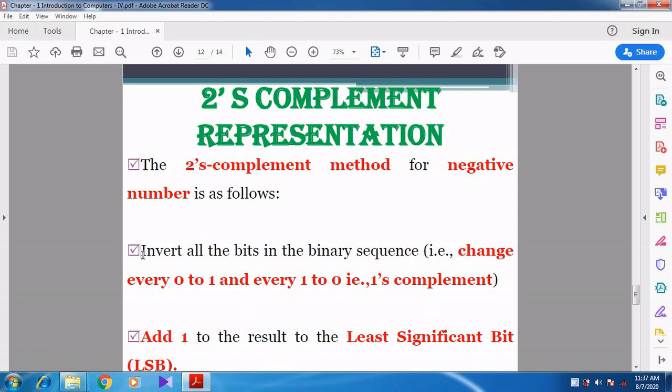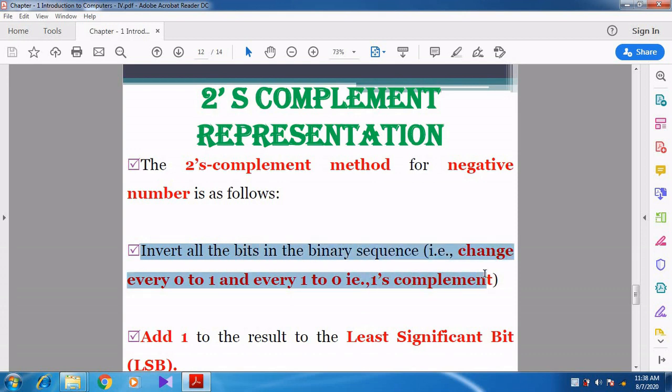What is meant by ones complement? Convert the given decimal number to binary. After converting, what do you want to do? You want to invert all the binary bits. If you see 0, it should be changed to 1. Whenever you see 1, it should be changed to 0. So invert all the bits in the binary sequence, that is change every 0 to 1 and every 1 to 0. This is called ones complement.